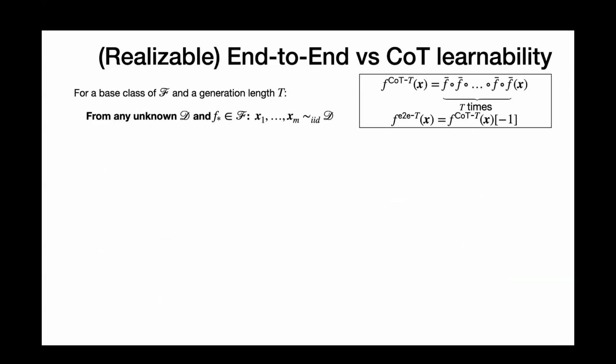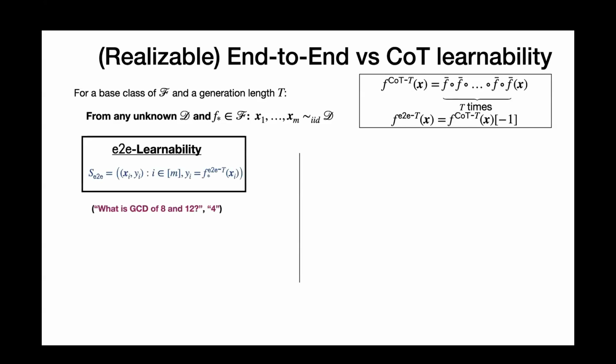So we are in the distribution-free realizable learning setting where the setup is simple. You have a base class of sequence to next token generator, and there is some generation length t. My goal is to define a learning goal on this end-to-end function class. And I will have some unknown distribution d and some unknown ground truth f star from this class. And I'm going to get an IID sample from this distribution.